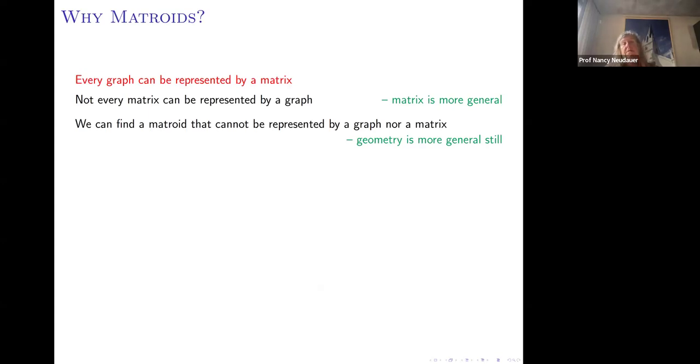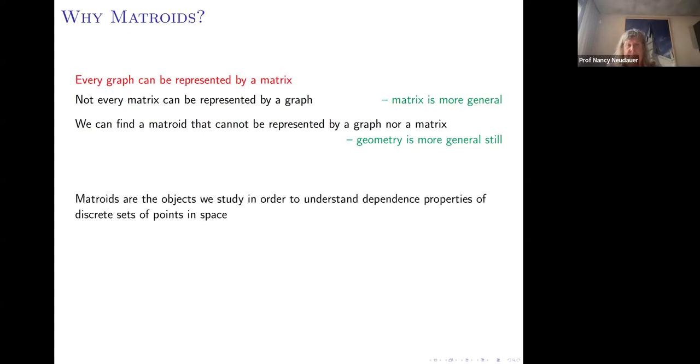And so this is one reason we care about going to matroids, because we have this idea of going more general. Every graph can be represented by a matrix. Not every matrix can be represented by a graph. So we have this matrix structure, which is more general. And then we can go outside of graphs and matrices into a geometry, and that's more general. And matroids are these objects we study in order to understand dependence properties of discrete points in space.